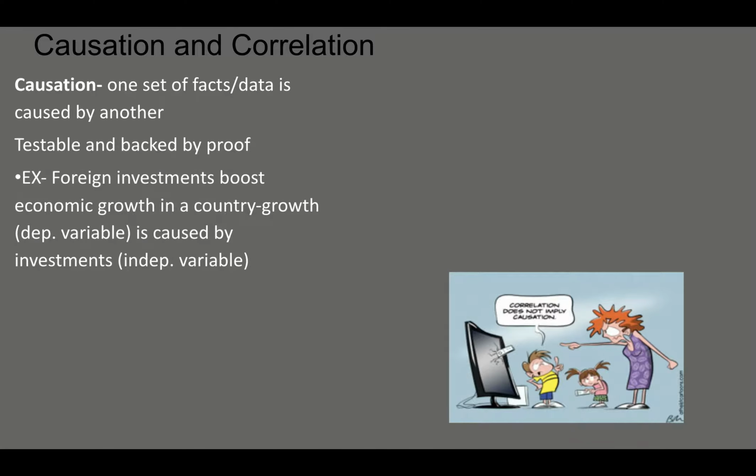So foreign investment in a country boosts the economic growth in that country. Economic growth is the dependent variable that is going to change because of the independent variable of investments. So if Apple comes into your country and invests in infrastructure and factories, your country's GDP is going to grow.